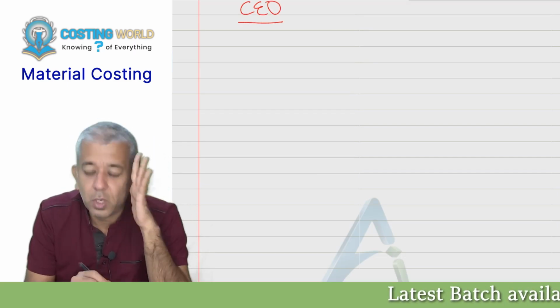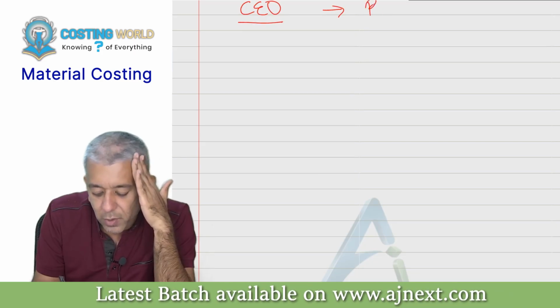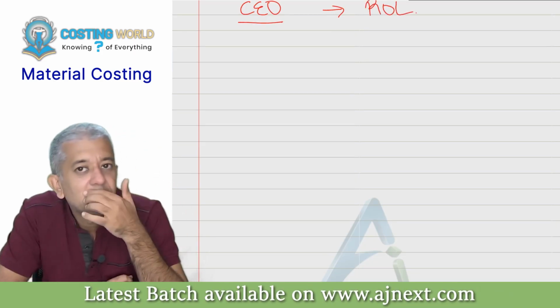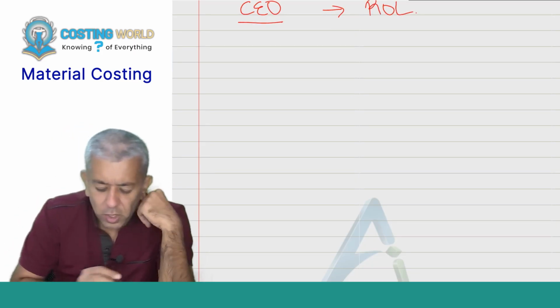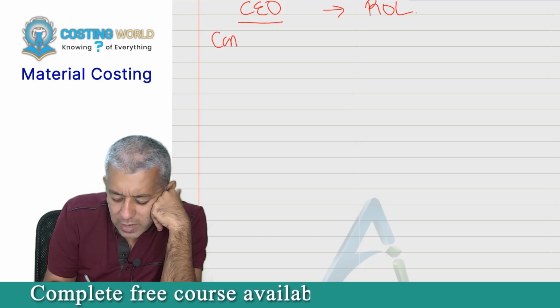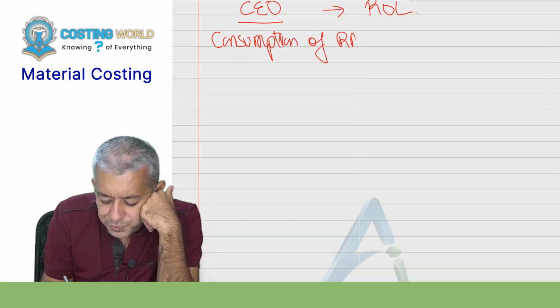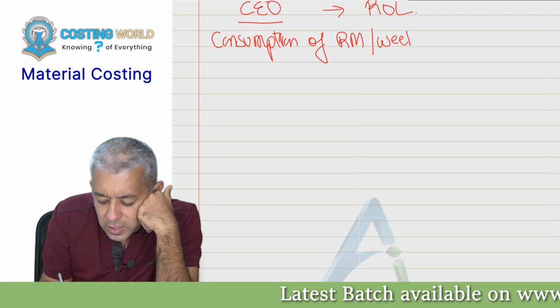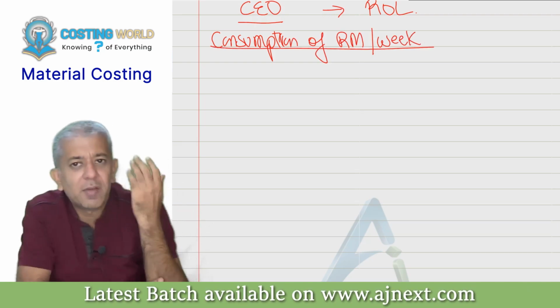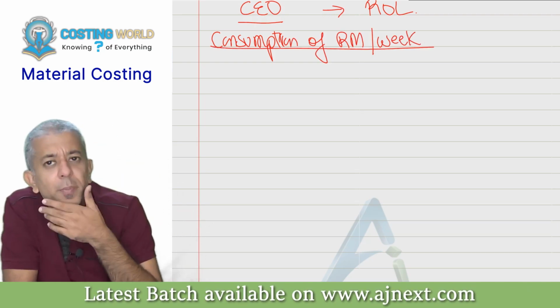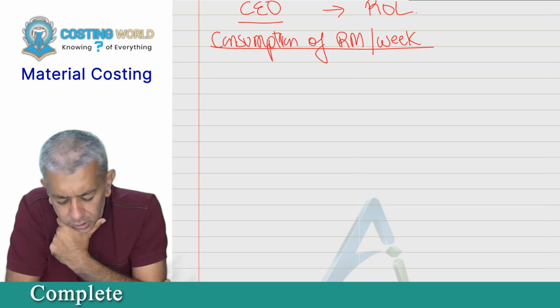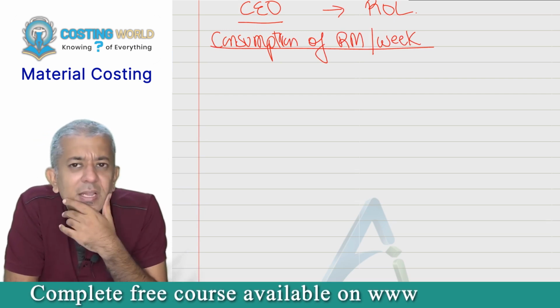First of all, say I am the CEO of the company. Today morning, I thought I want to fix the reorder level. For that, the first thing I thought I want is an idea of the consumption of raw material per week. So I called my production manager and asked him, what is the amount of material that we consume per week?